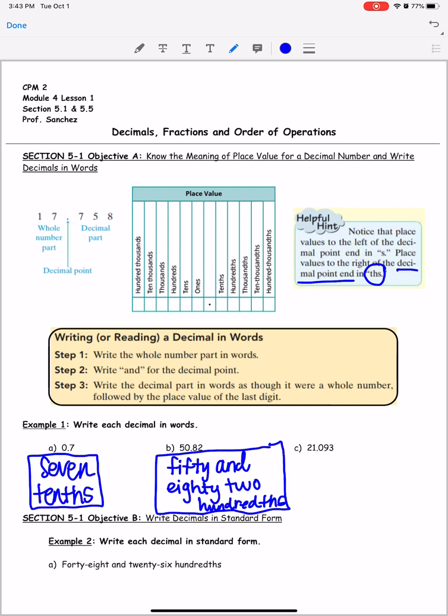And on C, write the whole number. So we've got 21. Write "and" for the decimal. Write out the decimal part as if it was a whole number. So we've got 93. And this is 1, 2, 3 places back, right? From the decimal, 1, 2, 3 places back. So 1, 2, 3 is the thousandths.